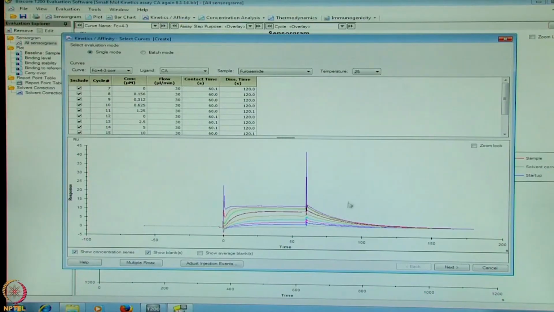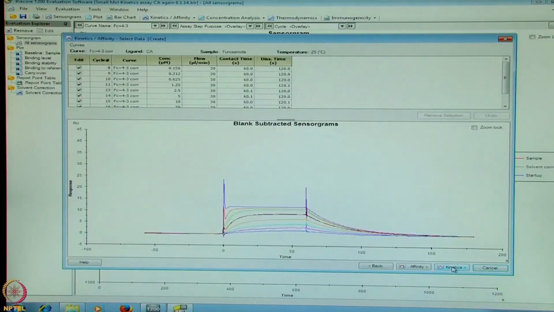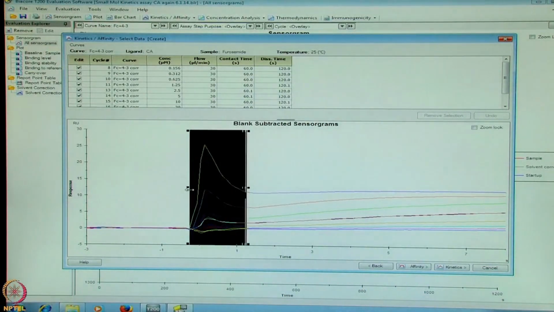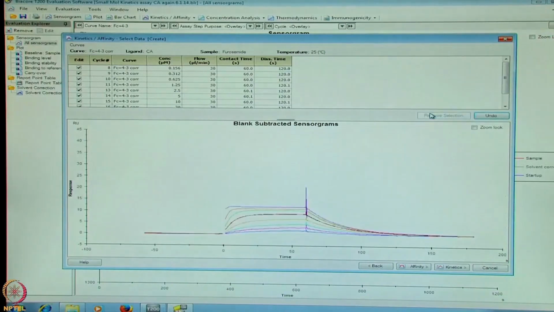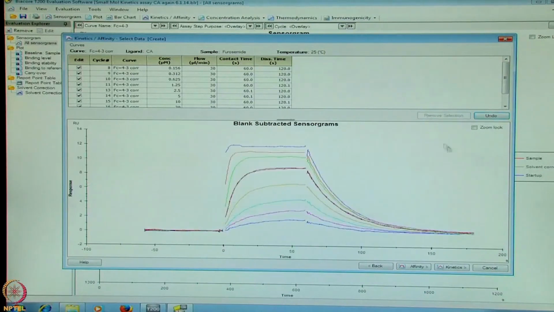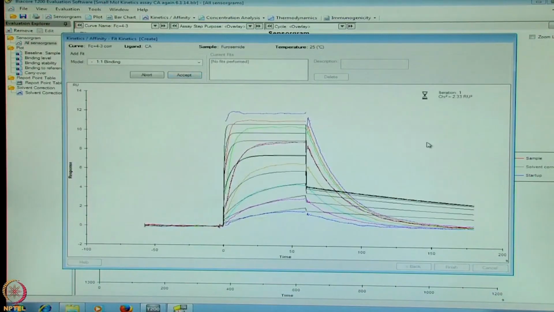Data is shown here with different colors for furosemide concentrations. We say next and we can clearly see the data having some spikes. So using the mouse button we can highlight that range, and subtract or remove the selected areas. Similarly, we can do that here as well. Once the subtraction is done, we can go further to evaluate in the kinetic mode and fit the data.